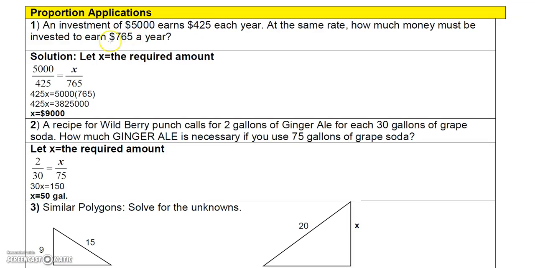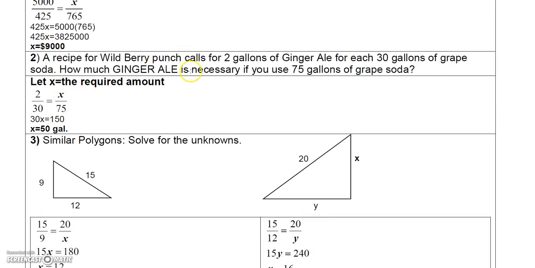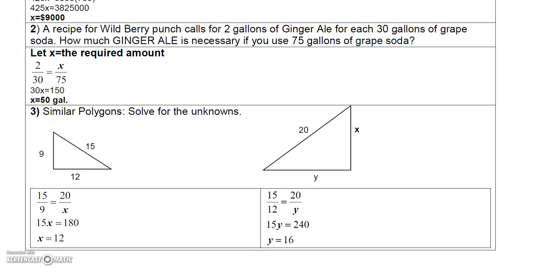These are some pretty simple proportion problems, so I'm just going to let you pause the video and read these and see how I work them. I'm about to run out of time, so I'm going to go ahead and just show you. For this one, I know 5,000 is to 425 as x is to 765, so I just cross multiply and then solve for x. And then on the next one, I know that 2 gallons is to 30 as x is to 75 gallons, and so I can cross multiply here and then solve for x and get 50 gallons for the answer.